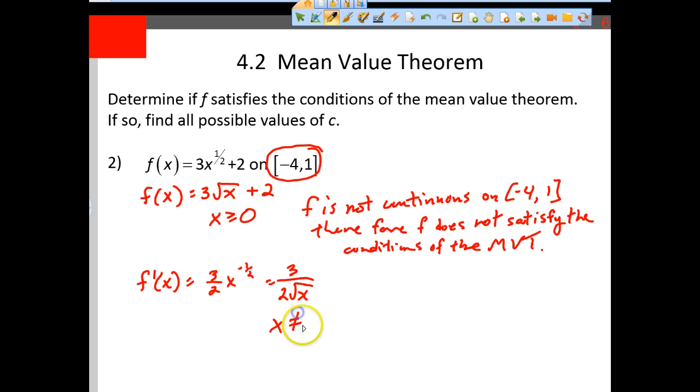So x now cannot even be equal to 0. Earlier, it had to be greater than or equal to 0. Now it can't even be equal to 0. So once again, you would be able to say that f is not differentiable at 0, and still then it doesn't satisfy the conditions of the mean value theorem.